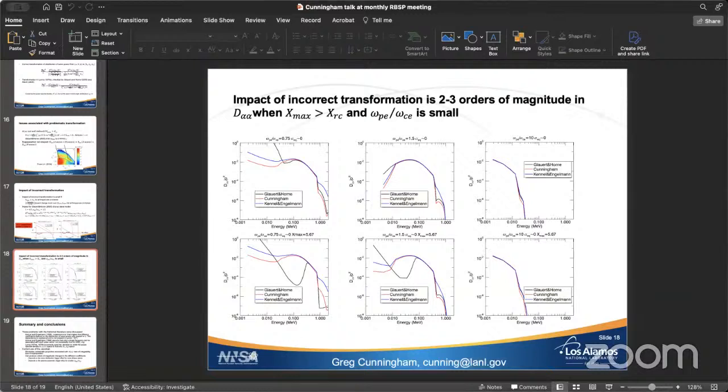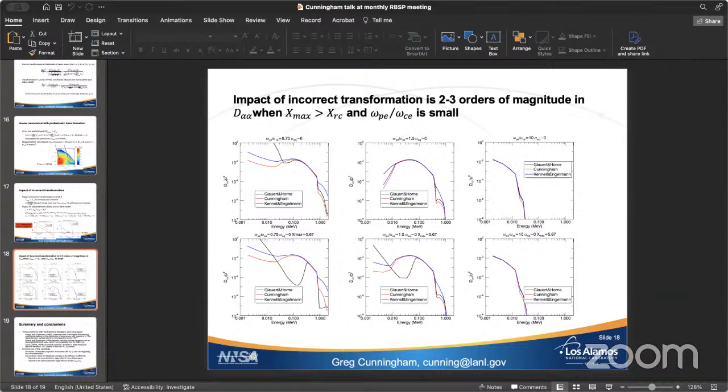Thanks, Oliver. Yeah, I should have been careful there. When I say Kennel and Engelmann here, I mean the relativistic version of Kennel and Engelmann. And so the differences there are due to these phase terms. If you look at the penultimate equation in Kennel and Engelmann, there are these exponential of minus i psi terms. And those terms mean that the diffusion coefficients depend upon how the wave power is distributed in the azimuthal angle psi.